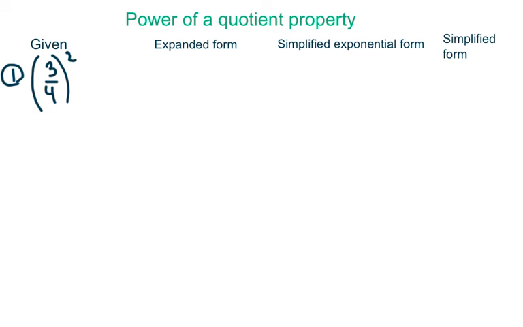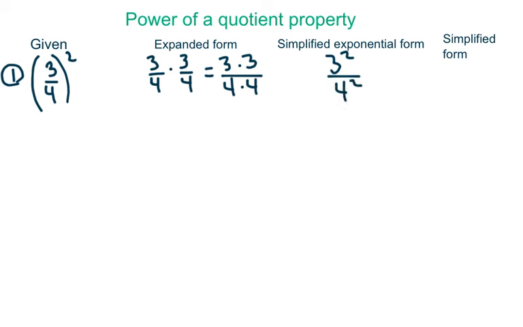So let's go through the expanded form of this one. So 3/4 to the second power is 3/4 times 3/4. Now we're going to use our knowledge of multiplying fractions. We multiply the numerators, 3 times 3, and we multiply the denominators, 4 times 4. So if we look at it this way, the simplified exponential form is 3 squared over 4 squared. And then we would do that calculation, and we get 9 over 16.